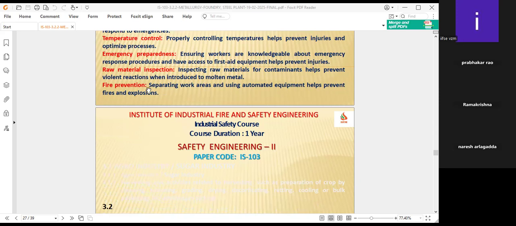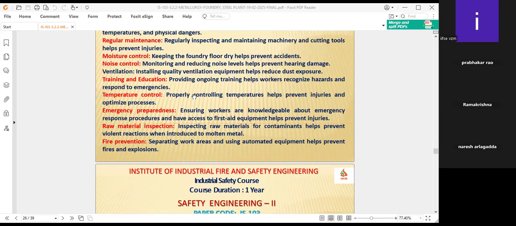Therefore, fire prevention is very important. Separating work areas using automated equipment helps to prevent fires and explosions, because the crane operator will operate the tilting and pouring of the melt into the molds or castings. It's a very important area. That's why fire prevention is also included, and we must see that all fire extinguishers and suitable equipment are nearby.